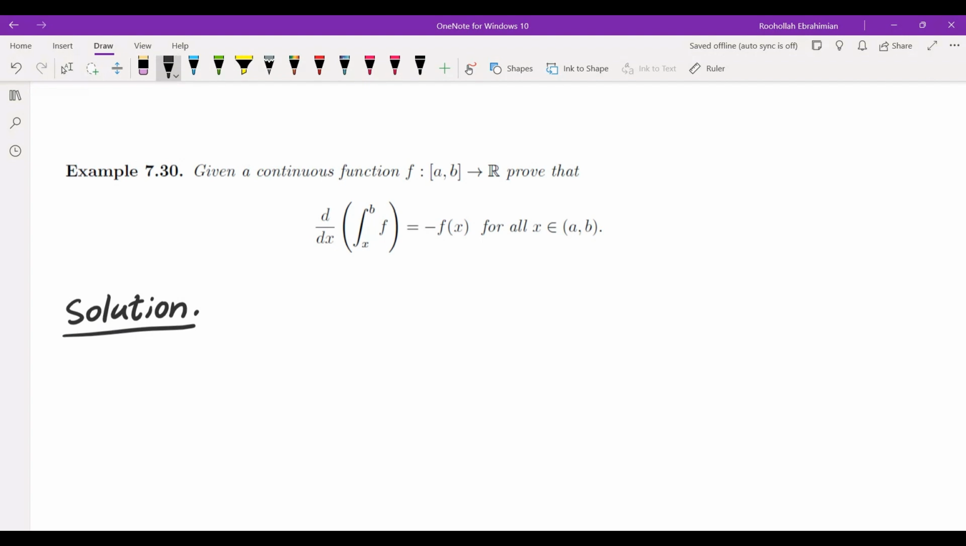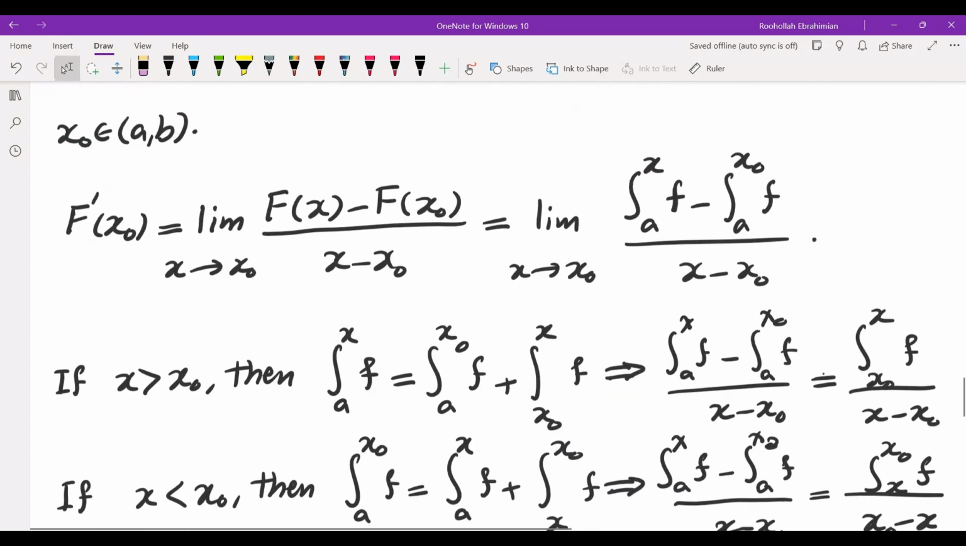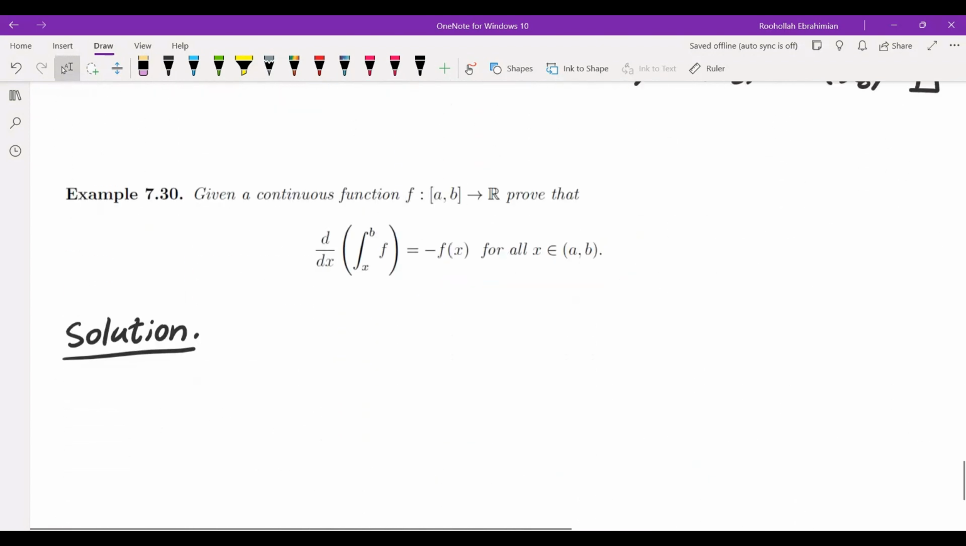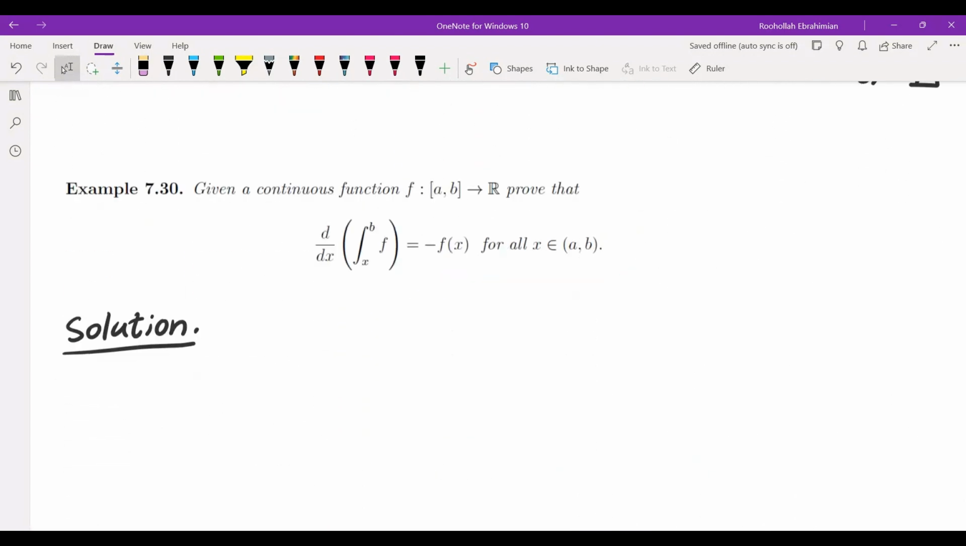Finally, we are going to do an example on derivatives of integrals. So if you go back and look at the second fundamental theorem that we just proved, it requires the integral to have a constant lower limit of integration, and the upper limit of integration is the one that is changing. So the constant is at the bottom. What happens if the constant is on top and the bottom is changing? What happens is the derivative is going to be negative f of x.